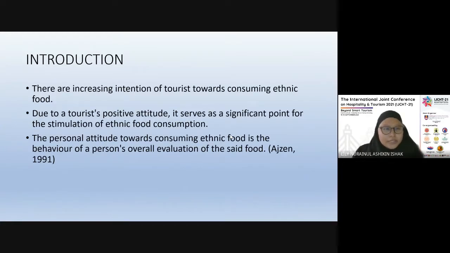For the introduction, according to IJCHT-21, the personal attitude towards consuming ethnic food is a person's overall evaluation of the said food. A positive attitude towards ethnic food is a good starting point for stimulating ethnic food consumption. Personal attitude serves as a critical determinant of behavioral intention. Furthermore, there is increasing intention among tourists towards consuming ethnic food. Due to this positive tourist attitude, it serves as a significant point for us to stimulate ethnic food consumption.